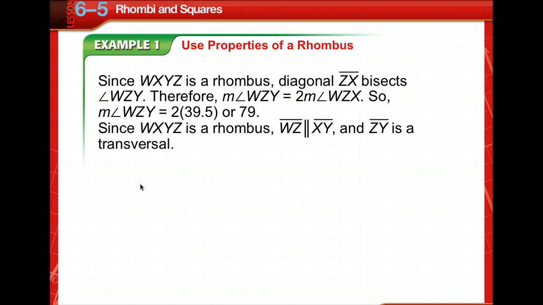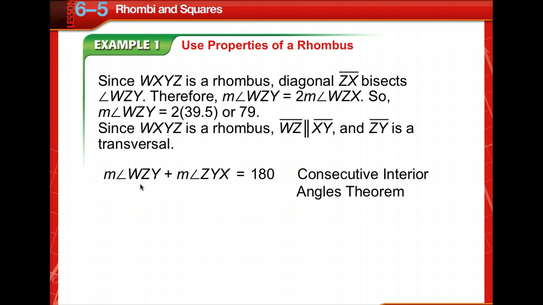So since WXYZ is a rhombus, we know the diagonal XZ bisects angle WZY. So the measurement of angle WZY is equal to 2 times the measurement of WZX. So in order to find the measurement of WZY, we simply multiply the measure of WZX by 2. We get 79.